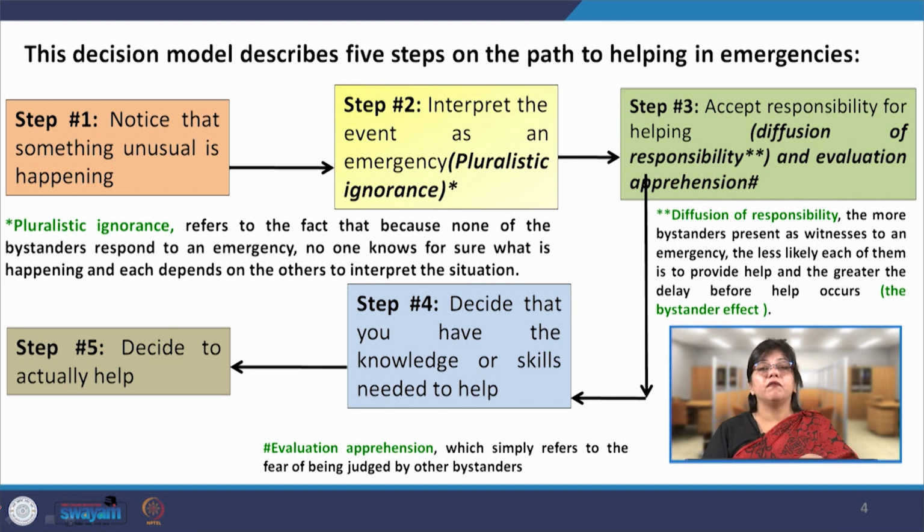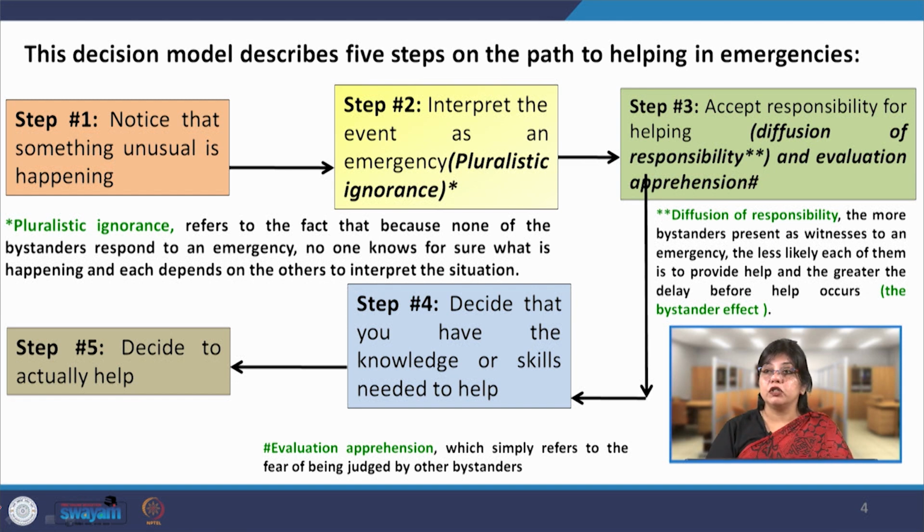But when any bystander is witnessing an emergency, there can be certain factors in terms of pluralistic ignorance. Pluralistic ignorance refers to the fact that because none of the bystanders respond to an emergency, no one knows for sure what is happening, and each depends on the others to interpret the situation. The effect is that I, as a bystander, think that maybe another bystander would know the real situation. The second must be thinking that the next person must know the real information, how this accident or this emergency has occurred.